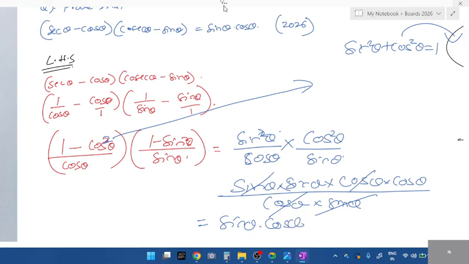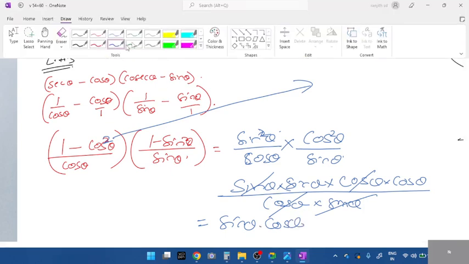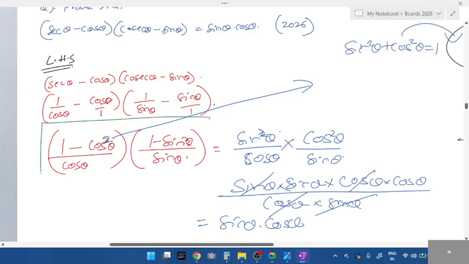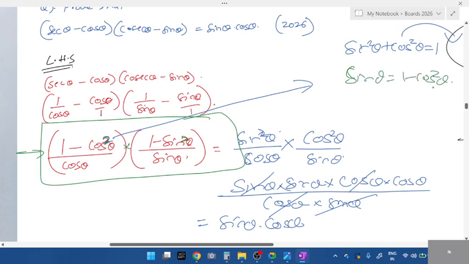See, even if I would have got stuck in this third step, I would have thought about this: 1 minus cos square theta. We can't use a square minus b square. Only option left, it is clearly given, square value is given. 1 minus cos square is sin square theta. So sin square theta is equal to 1 minus cos square theta. Replace that, complete the answer, students.